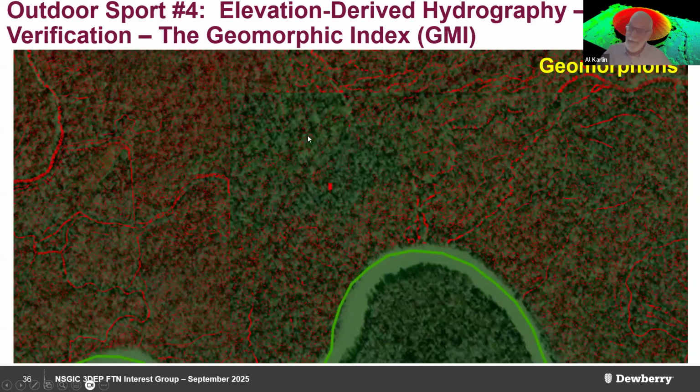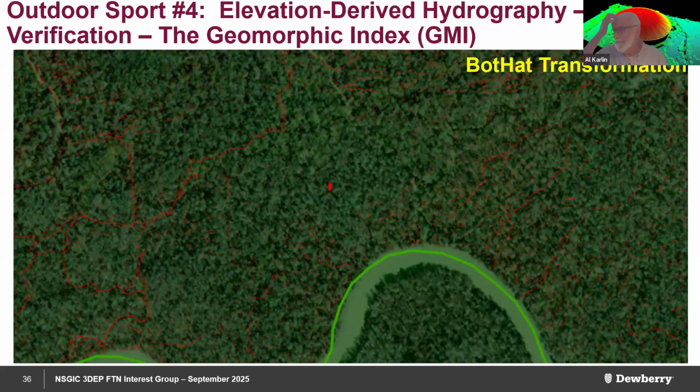So that's another challenge that we need to discuss when using 3D depth data for 3DHP. So there's our geomorphons. There's my bot transformation. And again, you can see, yeah, maybe there is something there. And there might be some agreement over in this area.